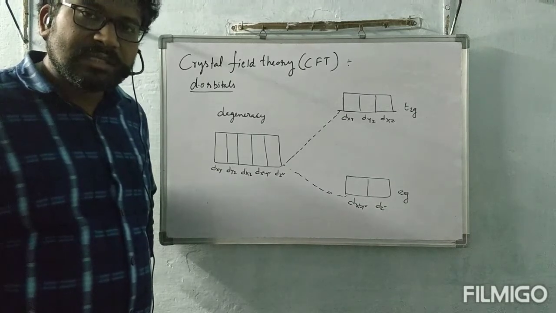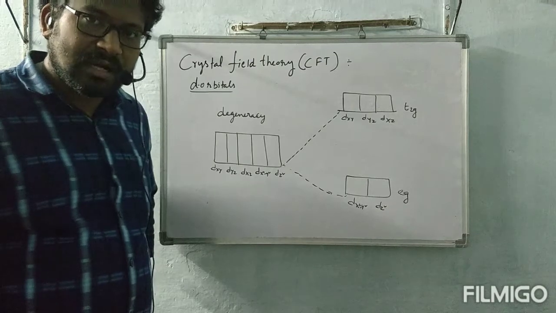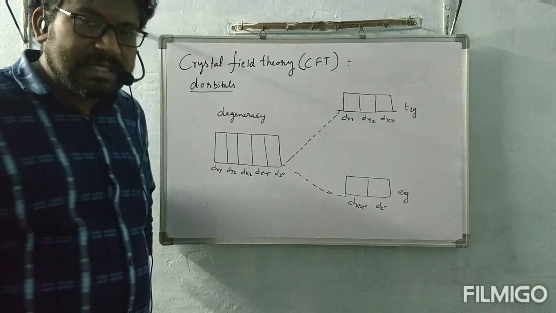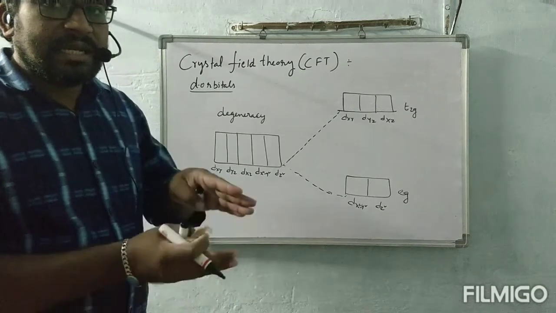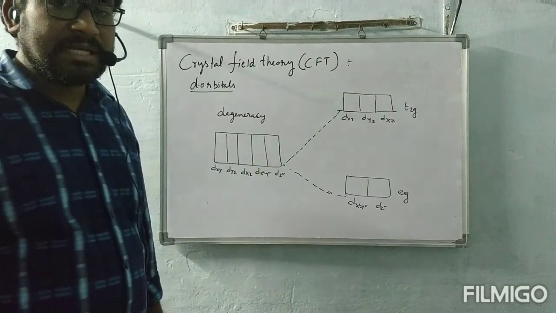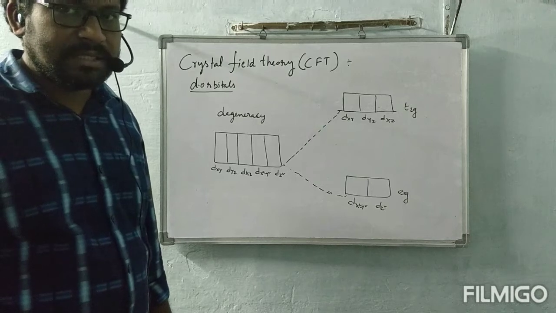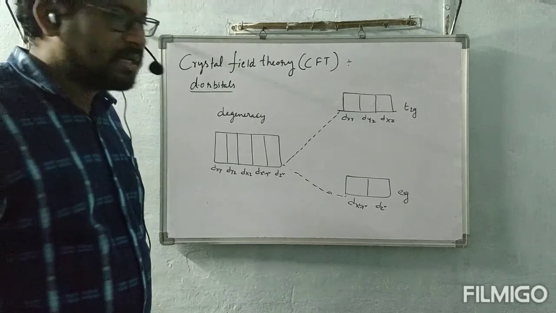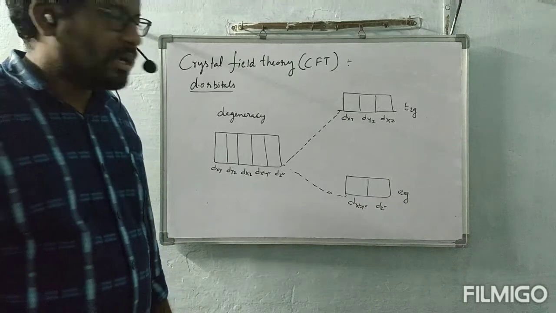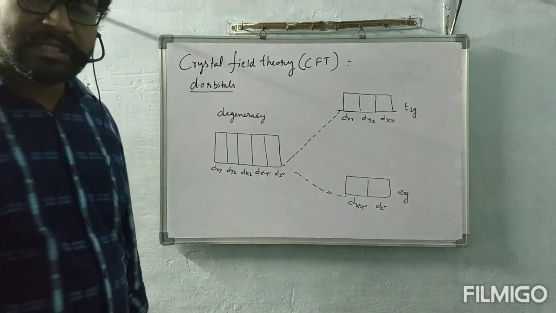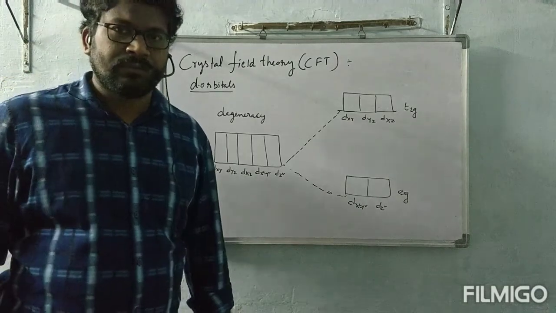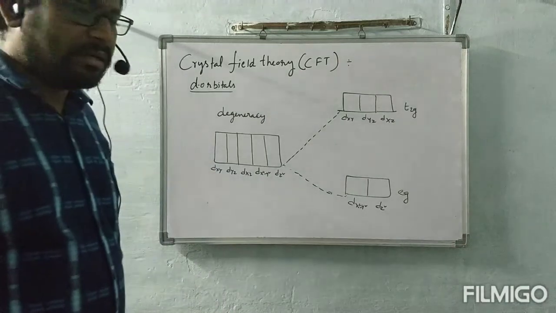Once ligands approach towards the central metal atom or ion, they will lose the degeneracy and their energies become different. One set is contained by 3 orbitals and another set is contained by 2 orbitals. The set which contains 3 orbitals is called the T2G set and the set which contains 2 orbitals is called the EG set. Observe the diagram, all of you.